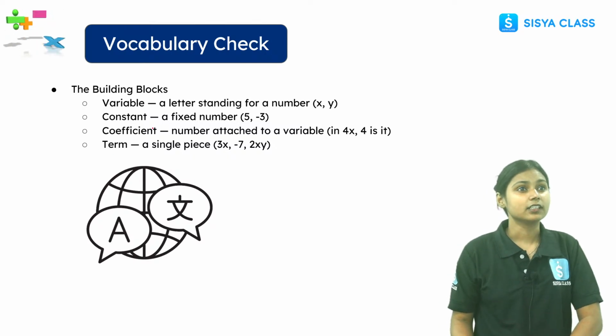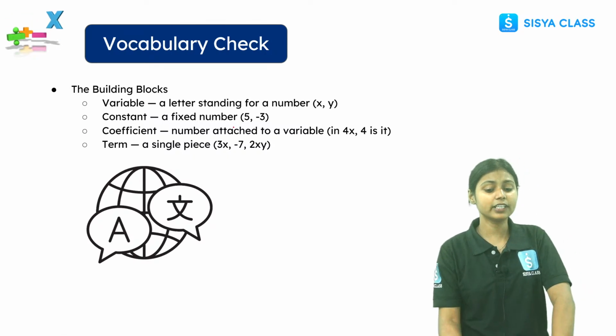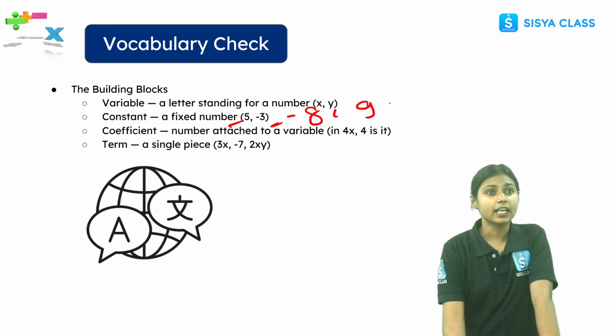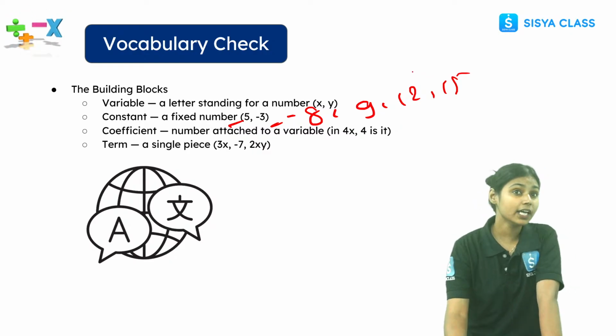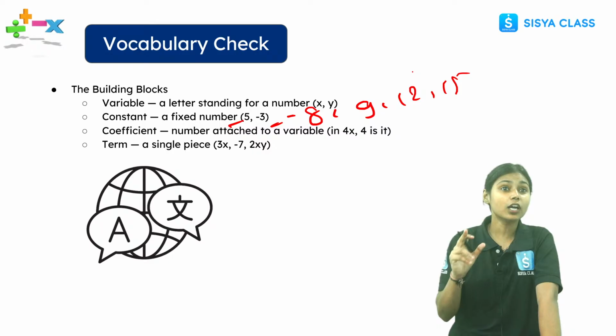Now constant. A constant is a fixed number. For example, 5, minus 3, minus 8, 9, 12, 15. It can be any number. Why? Because the value remains the same. It's not going to change.